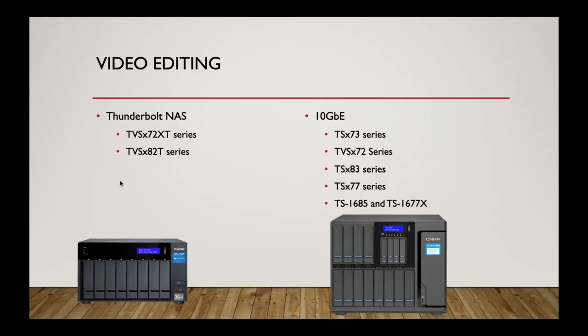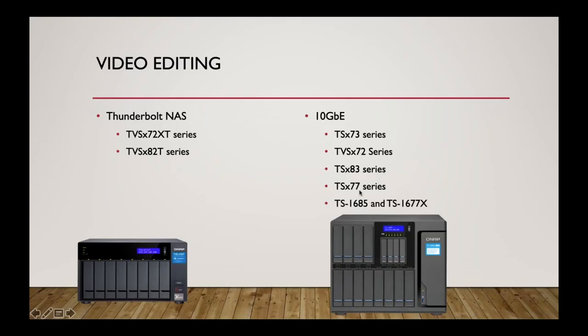If you don't want Thunderbolt and just want 10 gigabit, then you can start at our 73 series. Our 73 series, when you add a 10G card to it, could be good for maybe 1 or 2 editors at once. And then the 72 series has better performance than the 73 series. And the 83 series has even better performance.